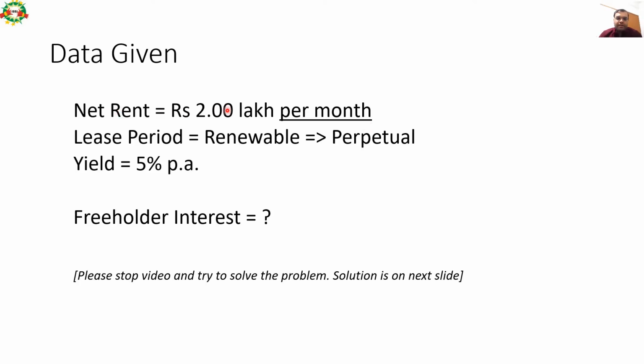Net rent 2 lakh rupees per month, not per annum. So we have to multiply this rent with 12 to arrive at the annual rent. Since lease period is not mentioned, it is mentioned that it is renewable, so we can presume it as perpetual. Whenever renewable period is mentioned, always assume it as perpetual lease, and yield given in the question is 5%. So we have to calculate freeholder's interest.